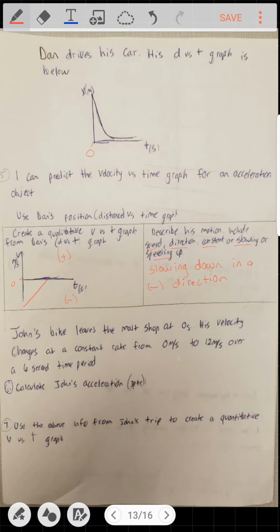John's bike leaves the malt shop at 0 seconds. His velocity changes at a constant rate from 0 meters per second to 12 meters per second over a 6-second time period. What does this look like? This looks like the problems we've been doing this last week. So what does it ask you to do? Well, it asks you to calculate John's acceleration.